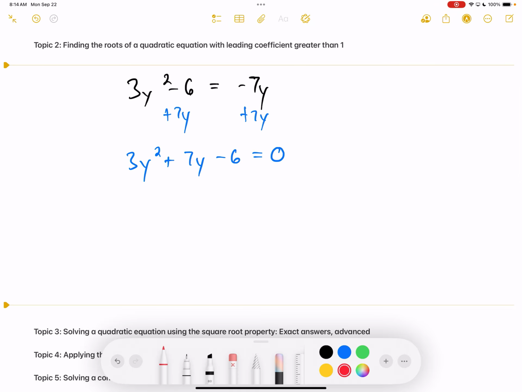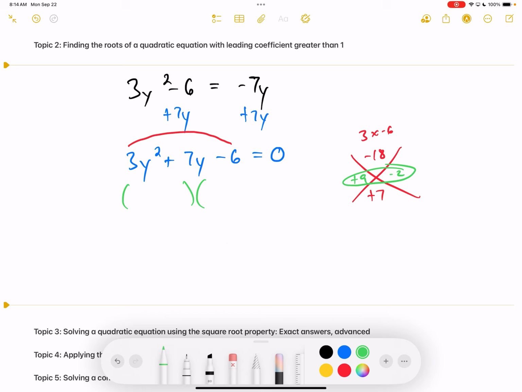So how you factor this, you can do factor by grouping. You can do the AC method, check and guess and check. The way that I do it, 3 times -6 multiplies to be -18. We multiply it because there's a number in front of the y squared. So what multiplies to be -18 and adds up to be 7, that would be +9 and -2, right? 9 times -2 is -18. 9 plus -2 would be 7.